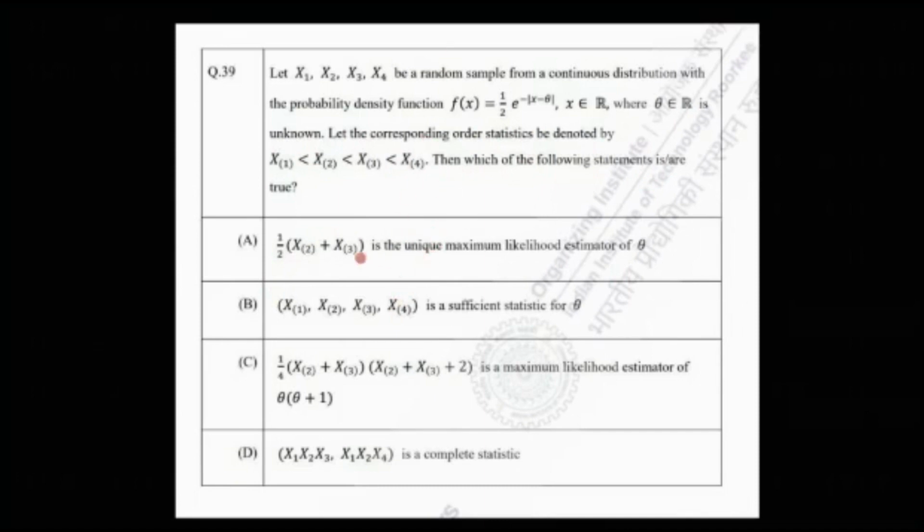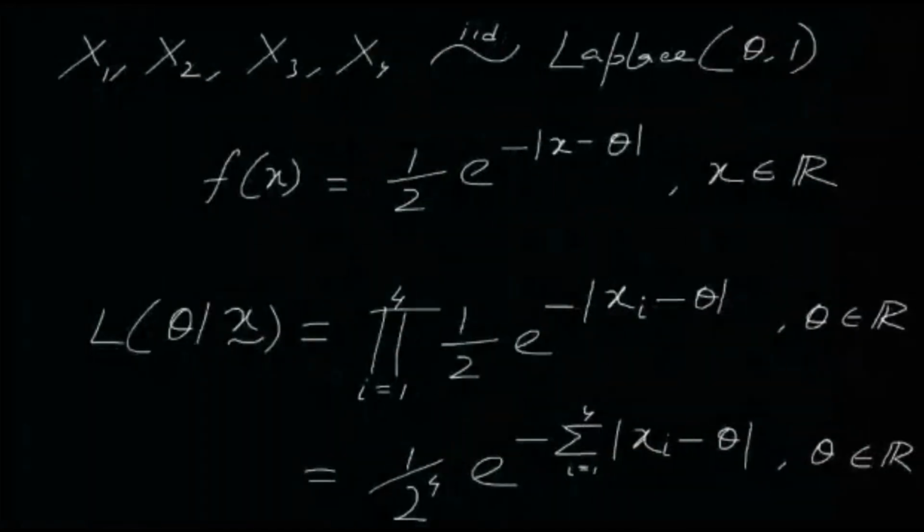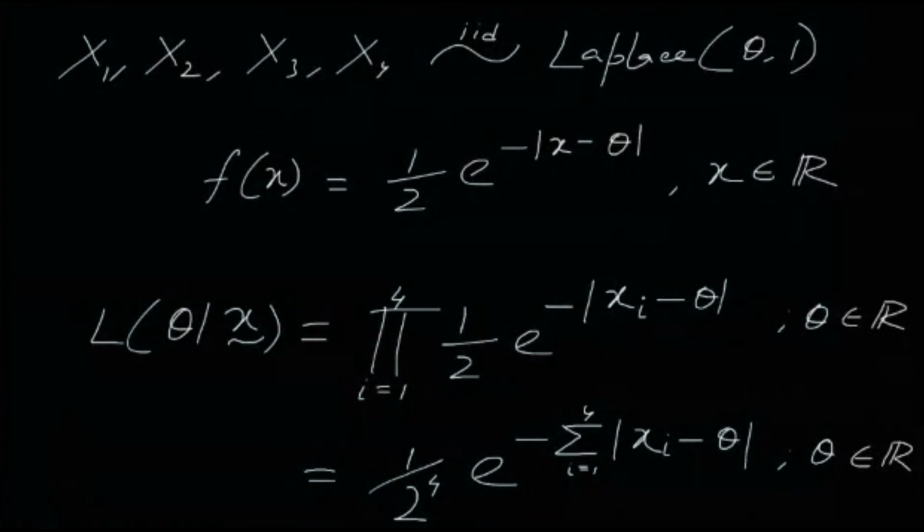So here, option 1 talks about the unique MLE of theta. Option 2 talks about the sufficient statistic. Option 3 again is about the MLE, of theta into theta plus 1, and the last option talks about complete statistic. So let us first try to solve the MLE part of the problem.